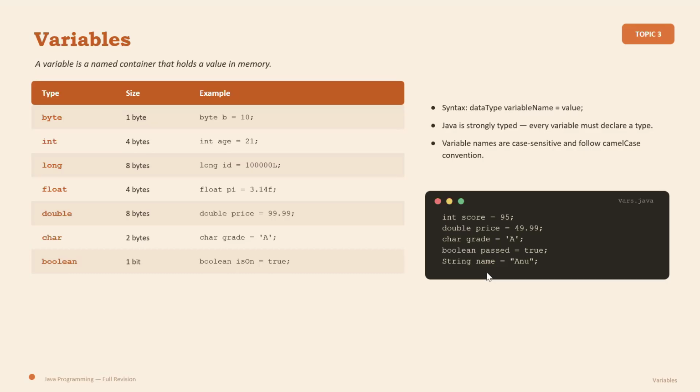For example, a school management system may need to store the name of the student, the index number, age, and marks. So instead of typing these values repeatedly, we store them in variables.